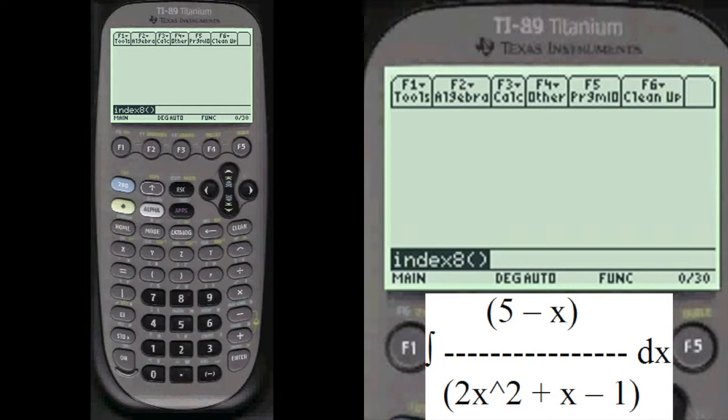Partial fraction decomposition. You never can have too many of these to see how they're done. Let's get started. Index 8 to get to my menu.